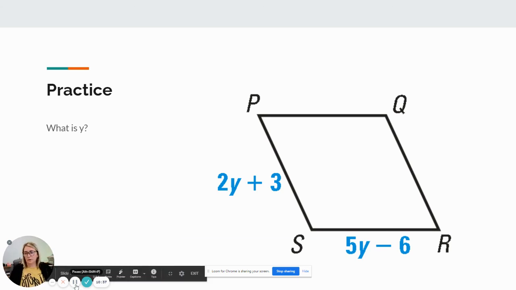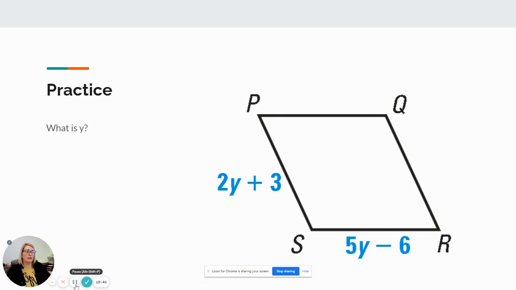Alrighty, so you guys have a 3-question exit ticket you need to work on. There needs to be a score of a 3 out of 3 in order for you to get credit on it. If you miss any of them, just go back and correct them so that you can get them correct.